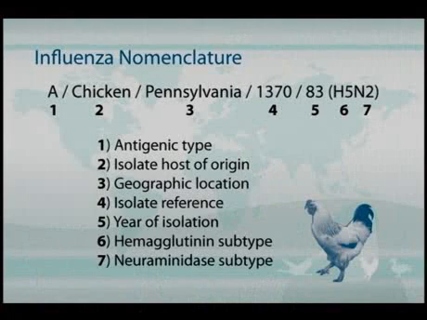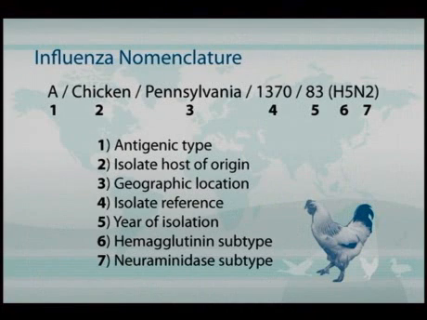The second thing we always talk about is the isolate or the host of origin. So in this case, this virus was isolated from a chicken. And typically we will give the host species of origin, unless it's human, then oftentimes that will be left out and just assumed. Then we also will include the geographic location of the virus. In this case, it was isolated in the state of Pennsylvania in the United States. Geographic location can be a city, a state, a province, or the country itself.